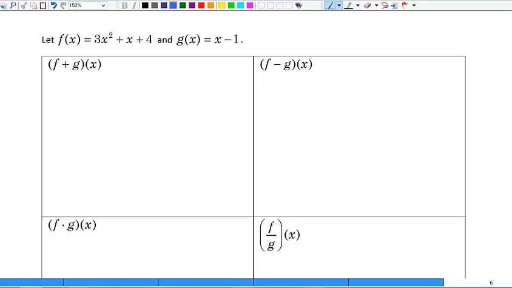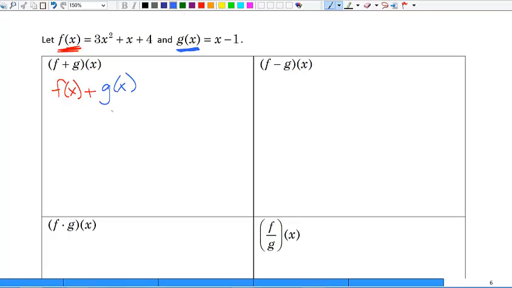So I have two functions here at the top. We'll do all of the f functions in red and all of the g functions in blue, and then we will combine like terms. So on this problem it says f plus g of x. Well, we know by the definition we're just going to take f plus g of x.